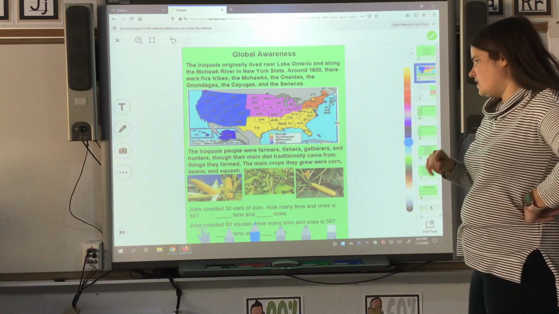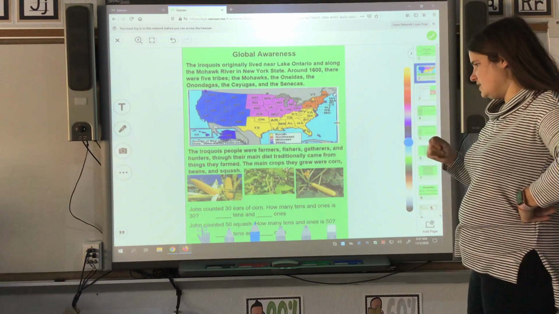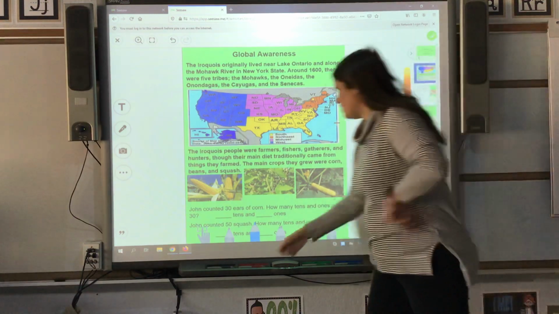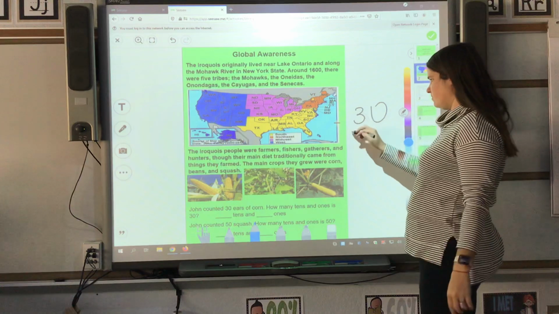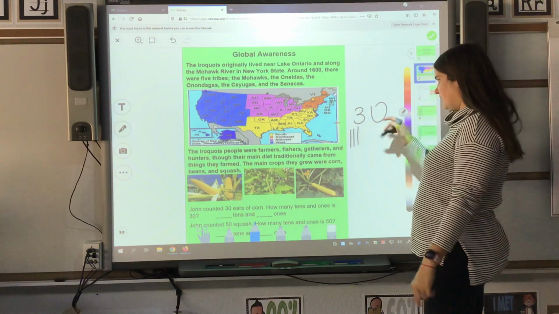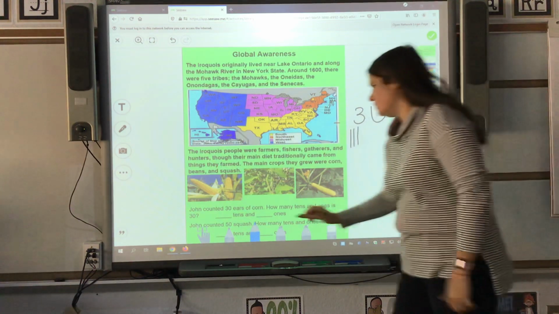So John counted 30 ears of corn. How many tens and ones is 30? So when I see the number 30, I know that I have 1, 2, 3 tens and 0 ones.